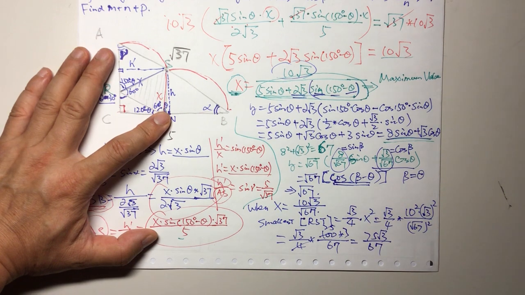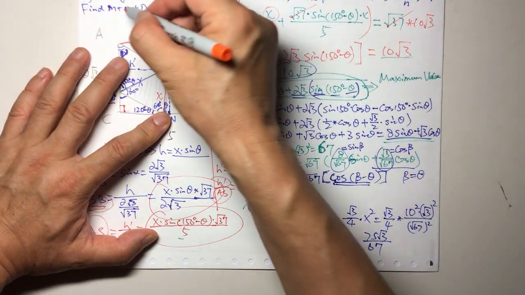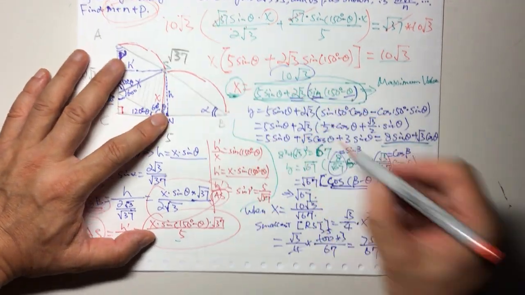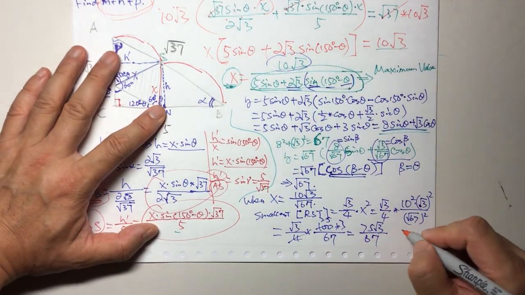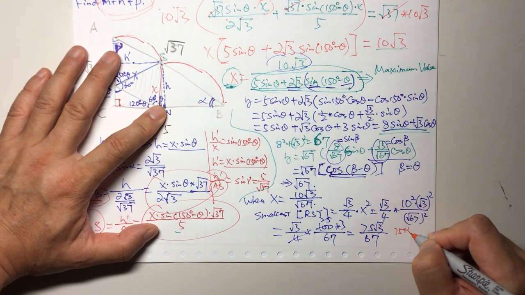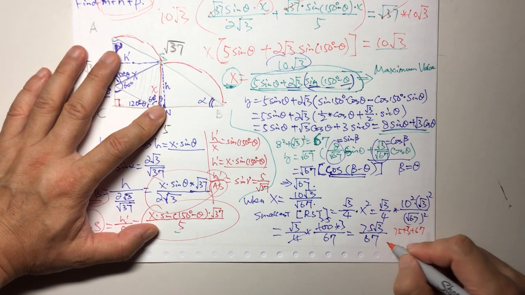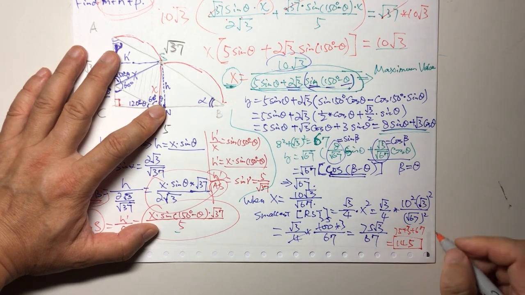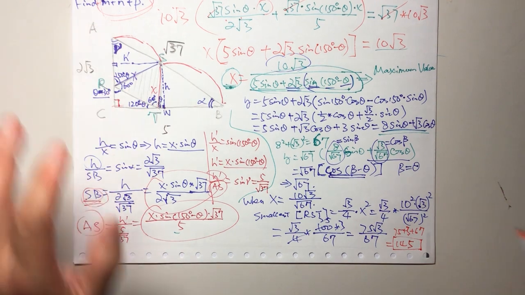So finally we want to find m plus n plus p. So the final answer will be 75 plus 3 plus 67, that's 145. So yes, that's the final answer. We got it, right? We're done.